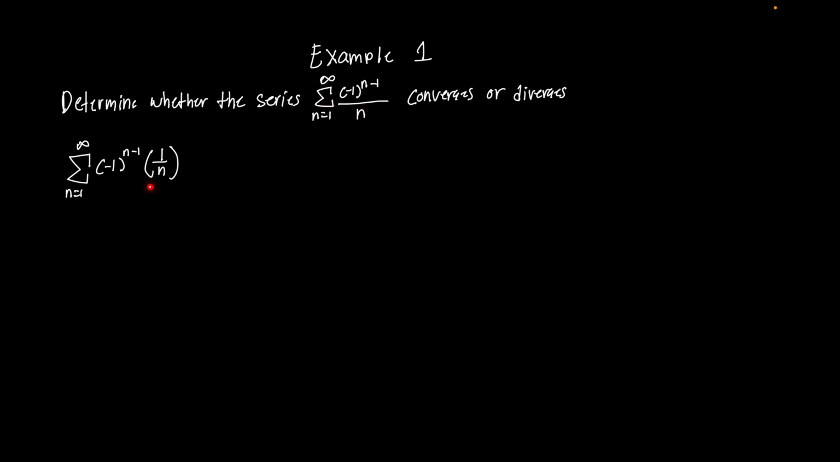Now, the reason we did this is so we know our term. This is the alternator right here, which I'll underline in blue. And in red, this is going to be our b sub n. The positive part of the series is just 1 over n.